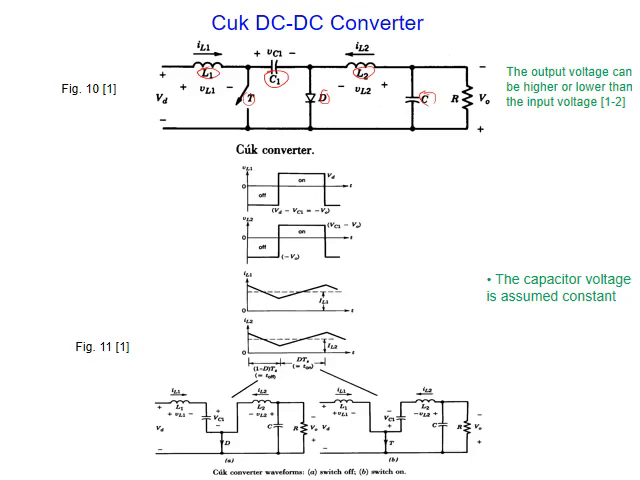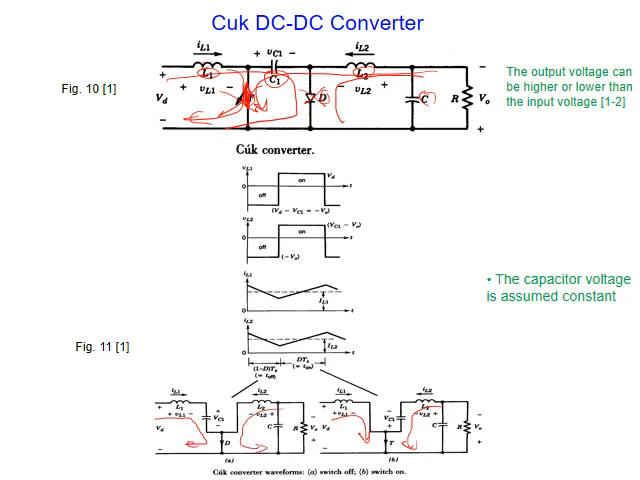This works in two modes. When the switch is on, the inductor is connected to the supply, this diode will be off, and current will flow from here through this part. So we have this circuit, as you can see here. This is on, and this is off. When the switch is off, current will flow through the diode and this part from here. So we have current flowing in this direction and current flowing in this direction.